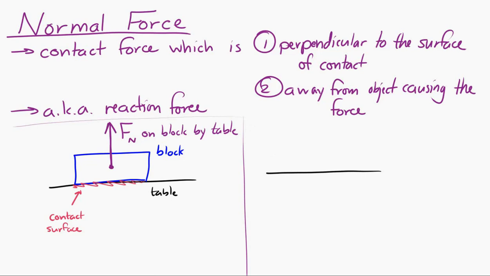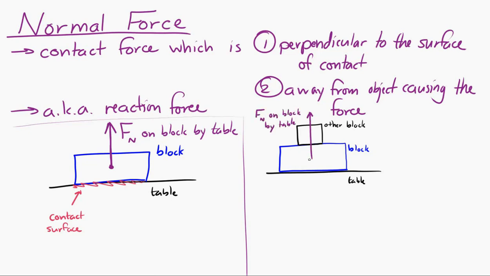Let's say I have the block on a table, but now I put a second block on top of the first one. Let's think about the normal forces on the first block. Well, there's still a normal force from the table, and that's going to be directed upward away from the table. But now there's also a normal force from the block on top. The block on top is in contact with the block on the bottom, so the block on top is going to exert a normal force on the bottom block. What direction would it be?